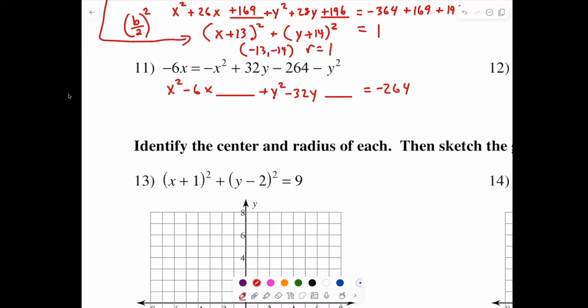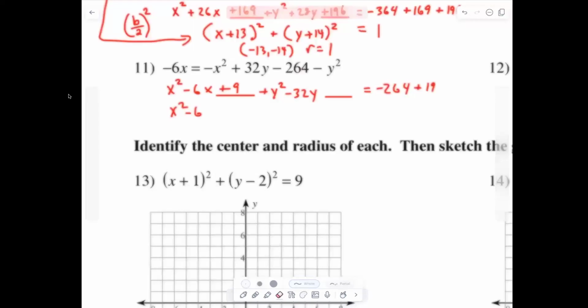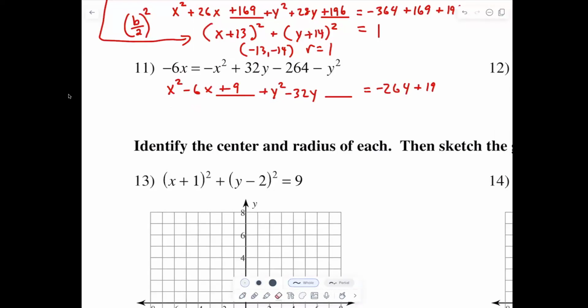All right. Now, half and square. What's half of 6 and squared? Right, so it's going to be x. Well, just put a plus 9 here, plus 9 here. Now what? Half of 32 is 16. 16 squared is plus 256. Plus 9. Thank you.